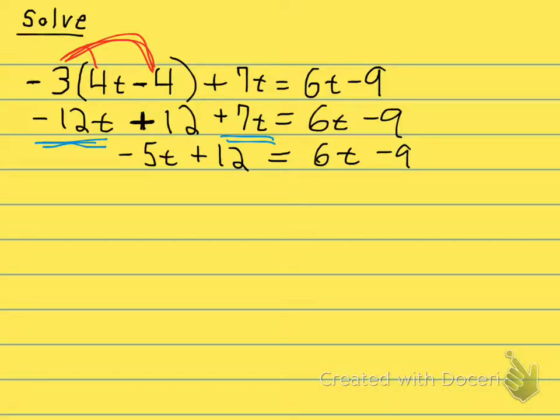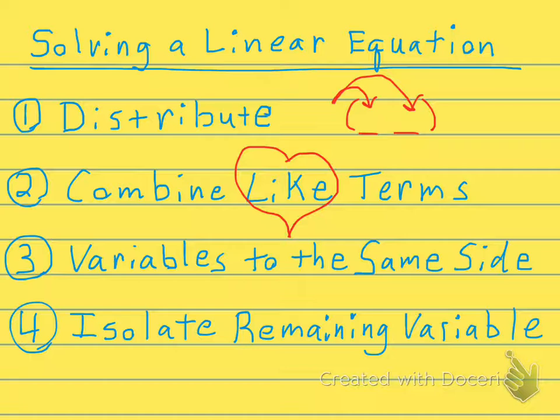So I need to move this minus 5t. That's smaller than 6t. So to get rid of a negative 5t, I'm going to add 5t to the left side of the equal sign and add 5t to the right side of the equal sign. All right? Keeps it balanced. Both sides, balancing it out. Balance your equation. On the left side, see what happens? Negative 5t plus 5t is 0. That term is gone. So I have 12 equals 6t plus 5t, 11t minus 9. All right, I have brought my variables to the same side.